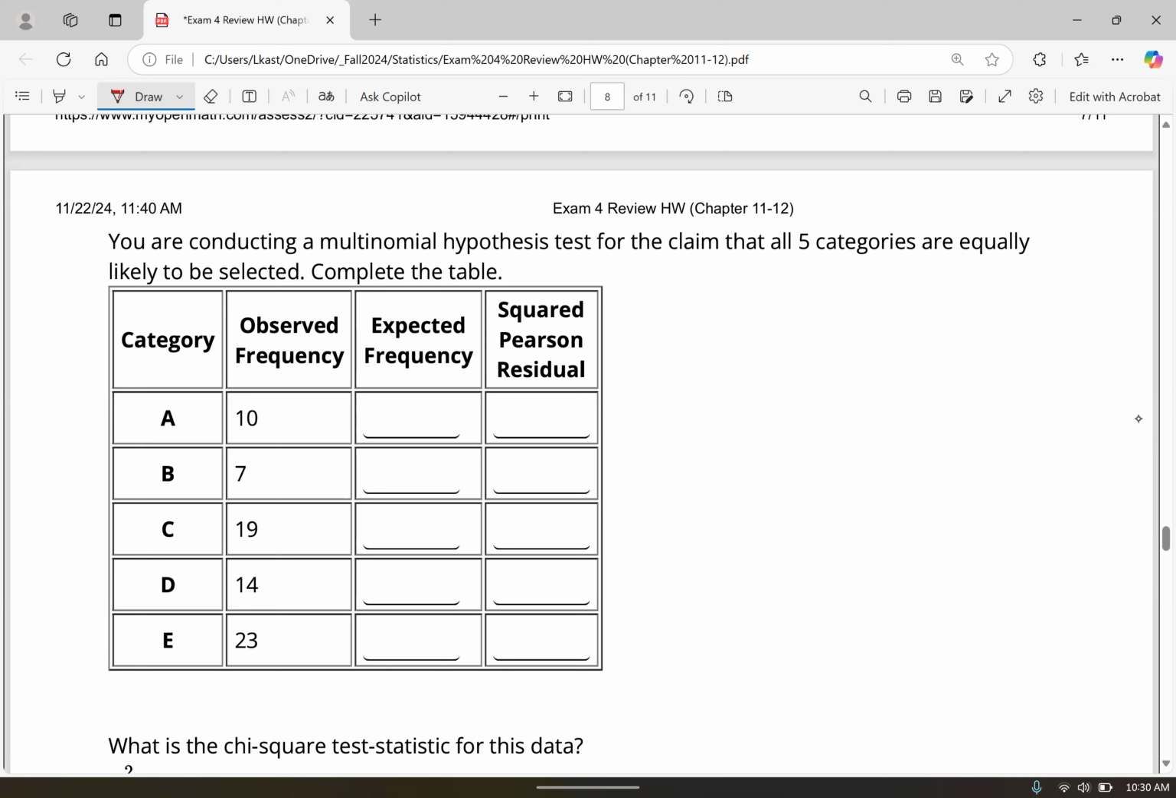And how do I calculate that value? Do I need to add the total observed frequency? What is that? I get 73, and we take the 73 and we do what? Do we divide it by how many categories we have? 5? So what do we get? 14.6.